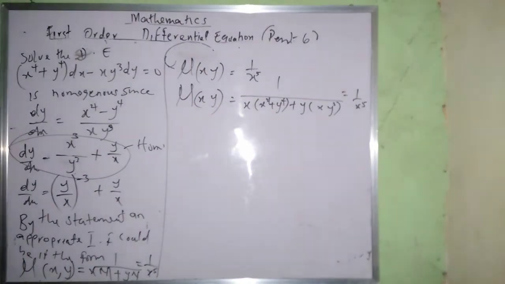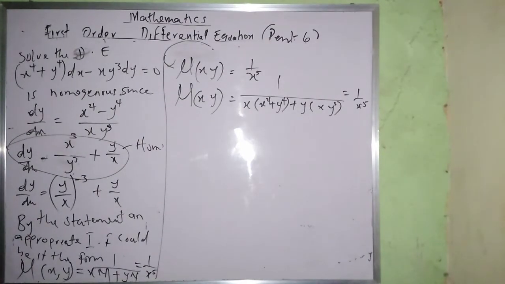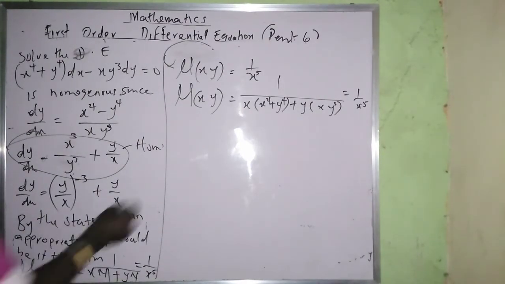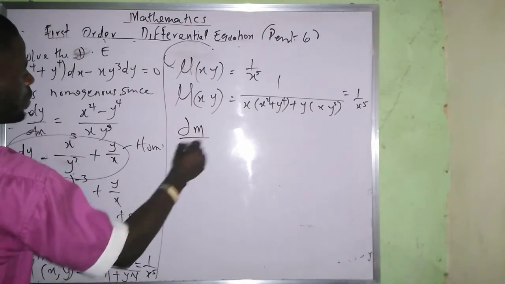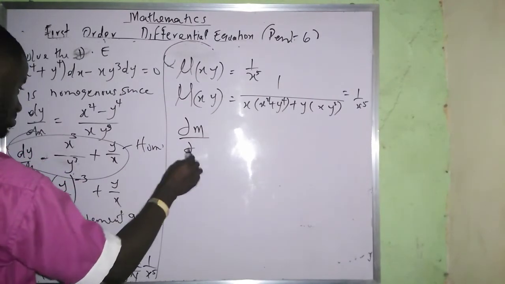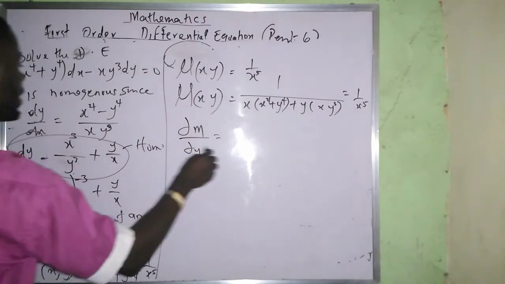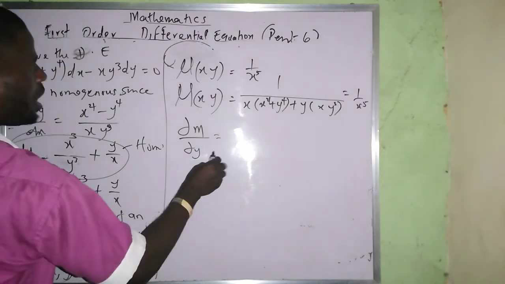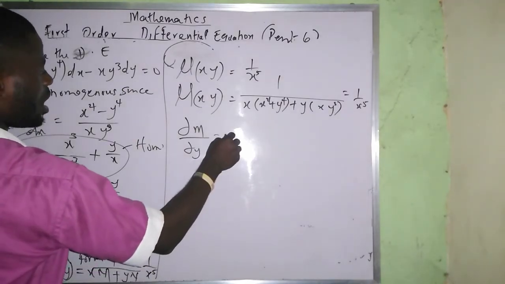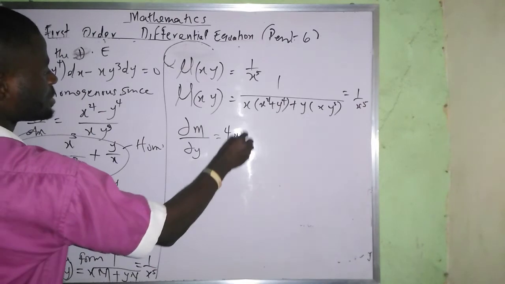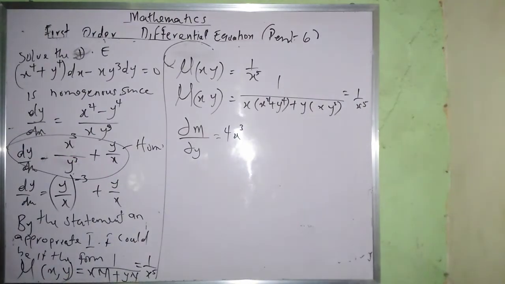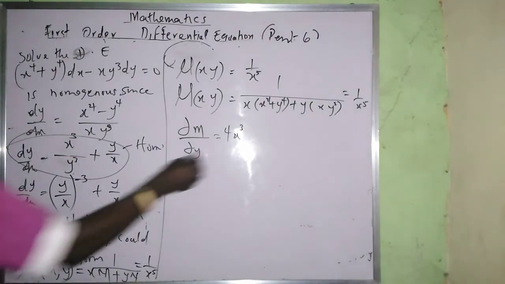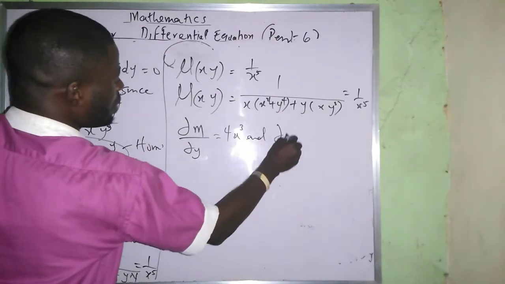Now, since I have that, I can test, maybe it's exact now. Partial of M with respect to y will be equal to 4x raised to power 3, and partial of what?